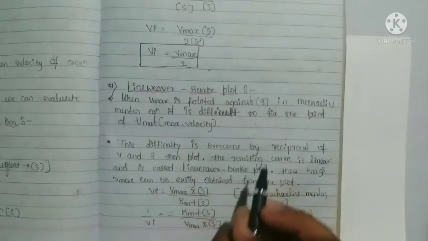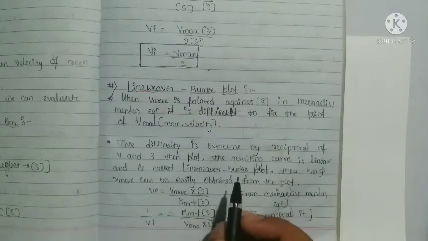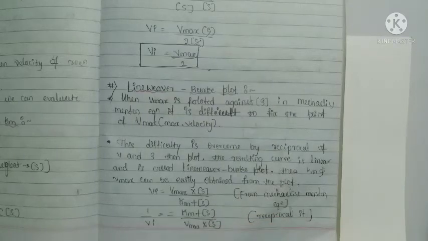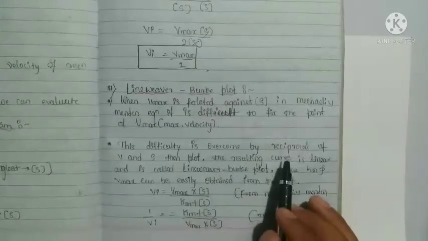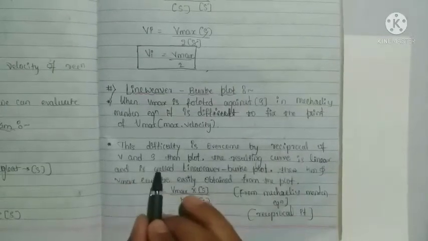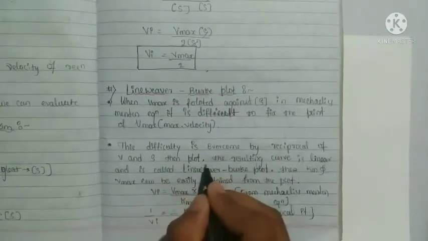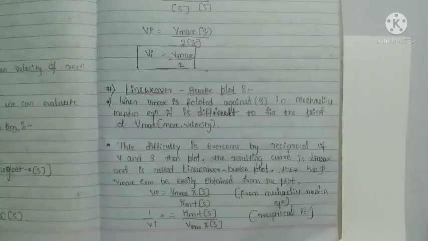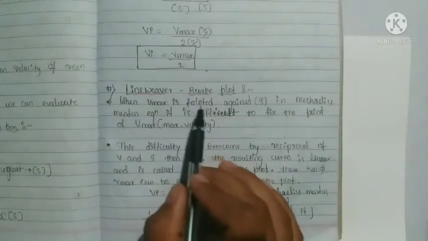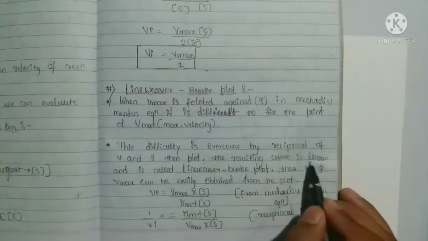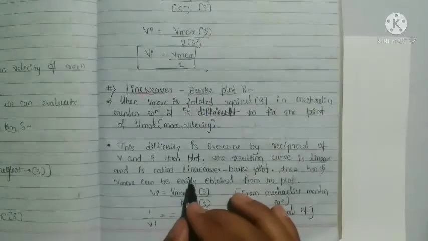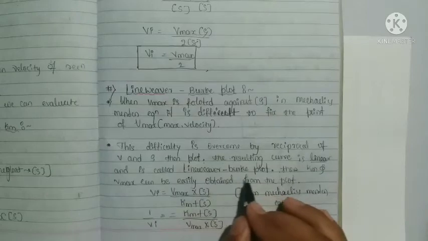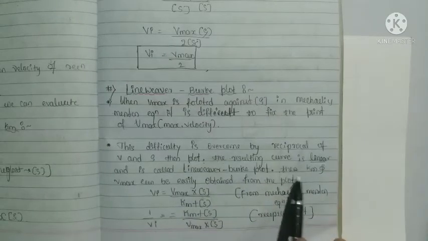Since it is difficult to fix the point of V maximum, we draw the Lineweaver-Burk plot. This difficulty is overcome by taking the reciprocal of the initial velocity and of the concentration of the substrate, then plotting them. The resulting curve is linear. When we plot this graph, the curve is linear, and that is called the Lineweaver-Burk plot. Then Km and V maximum can easily be obtained from the plot.